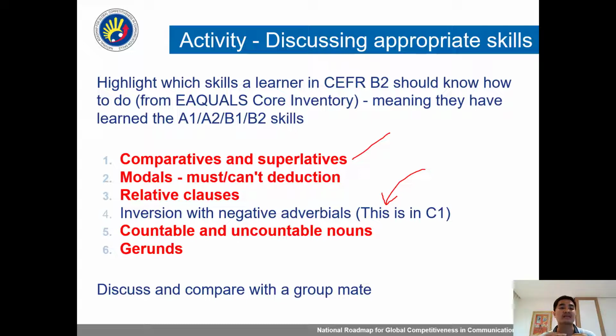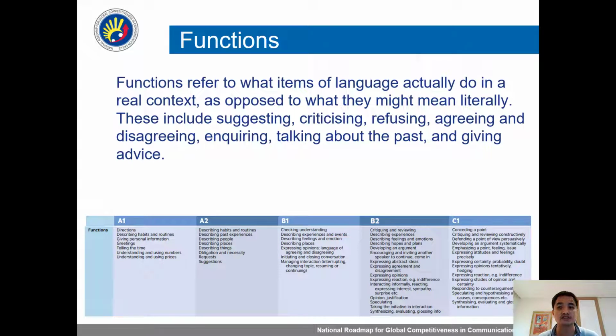Okay, so that is the general overview of how we use the EAQUALS framework, and it's actually divided into different parts. So we'll go through it. So first, you see functions. Functions refer to what items of a language people actually do in a real context, as opposed to what they might mean literally. These include suggesting, criticizing, refusing, agreeing, disagreeing, inquiring, talking about the past, and giving advice.